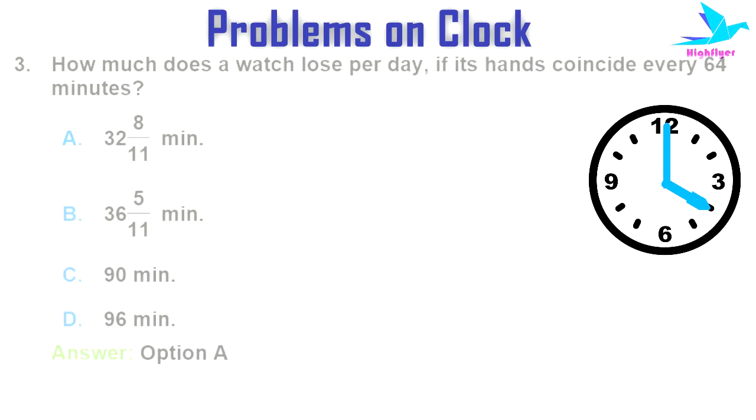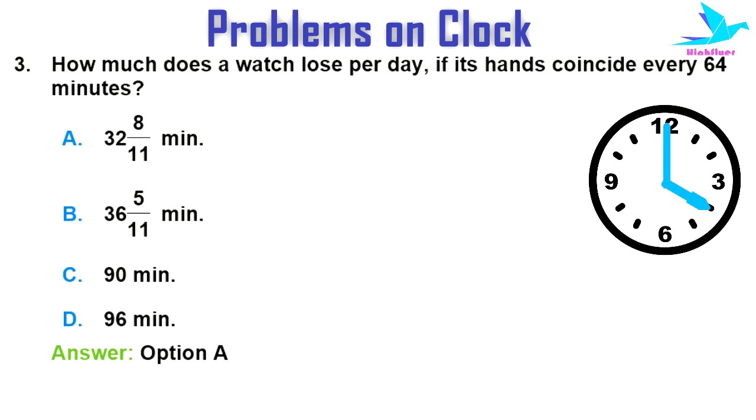Next question. How much does a watch lose per day if its hands coincide every 64 minutes? The options are 32 8/11 minutes, 36 5/11 minutes, 90 minutes or 96 minutes. The right answer is option A.